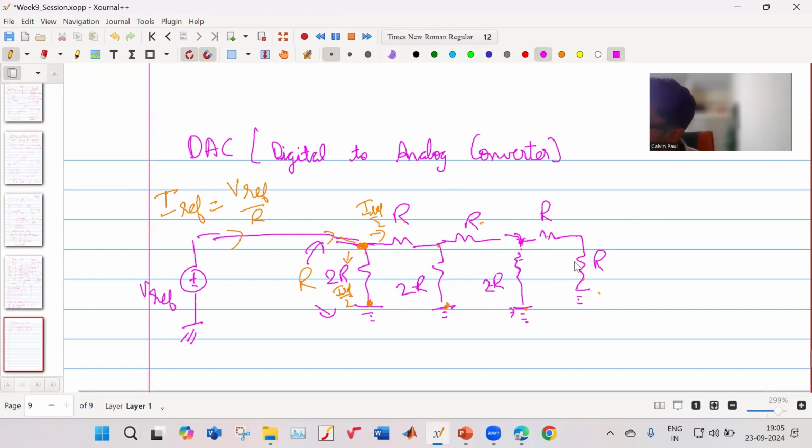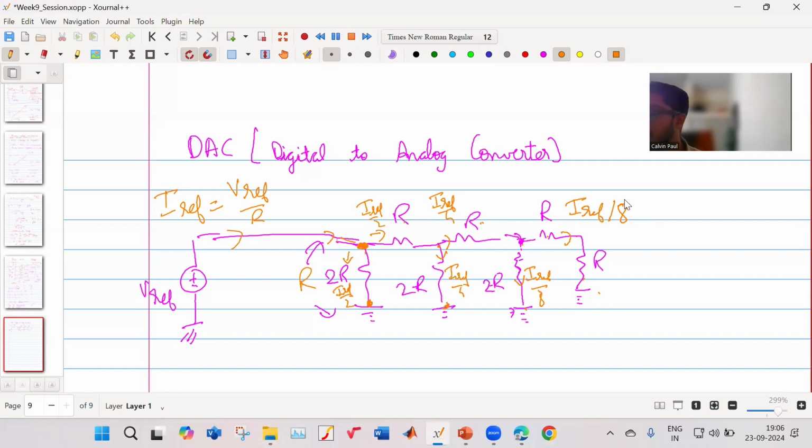Two R. Here again, the current becomes I ref by 4. And this again is I ref upon 4. Similarly, here it becomes I ref by 8. Here it becomes I ref by 8. Okay. So this is how these currents are divided.